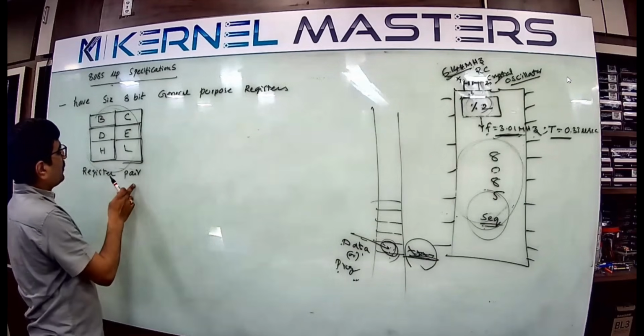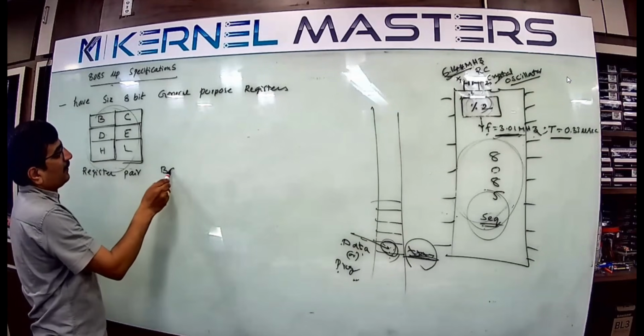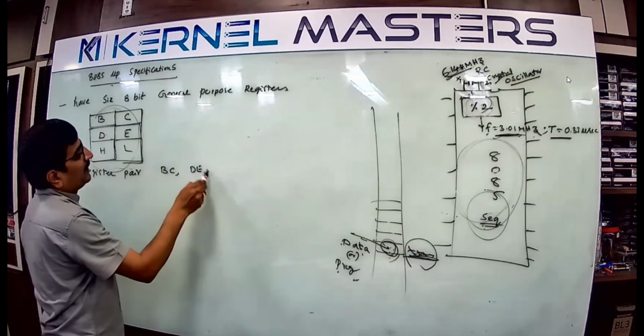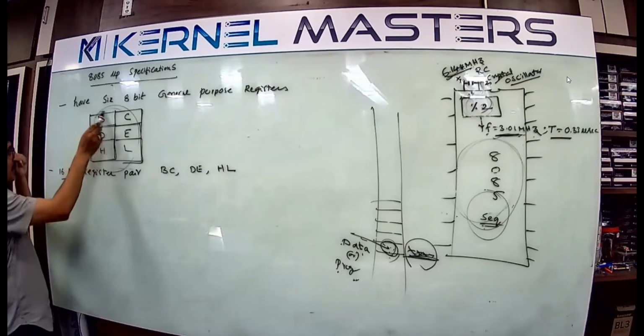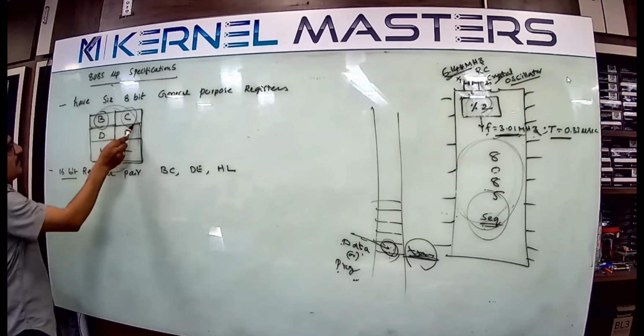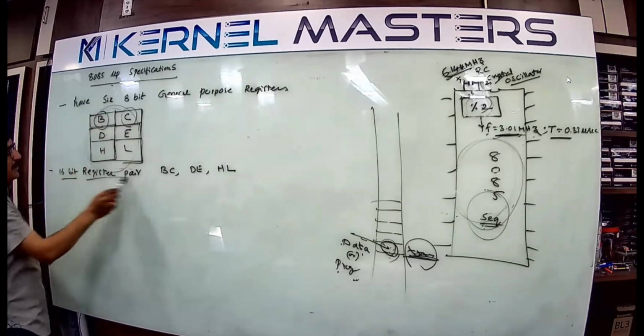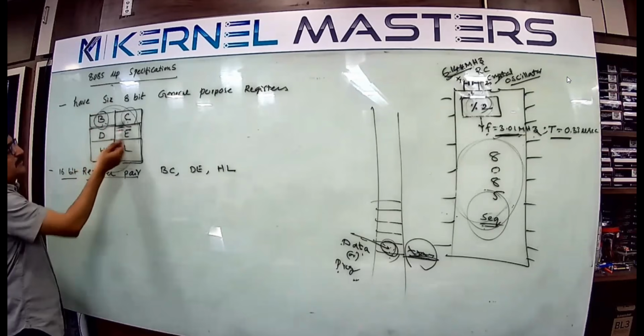The 8085 microprocessor also supports register pairs. For example, the BC pair, the DE pair, and the HL pair. These are 16-bit, while B alone is 8-bit and C alone is 8-bit. The meaning of a register pair is a combination of two registers only.